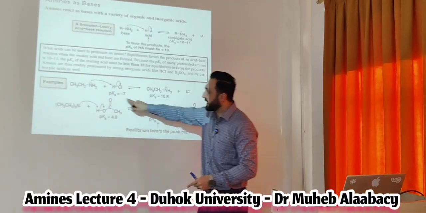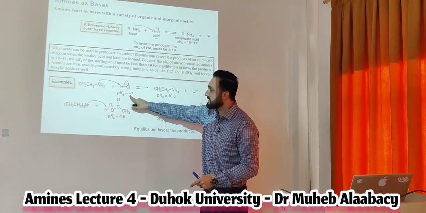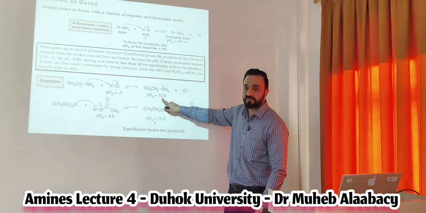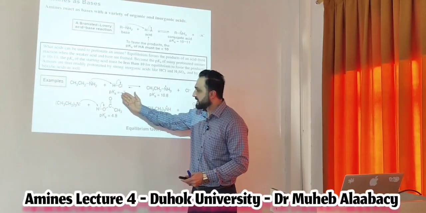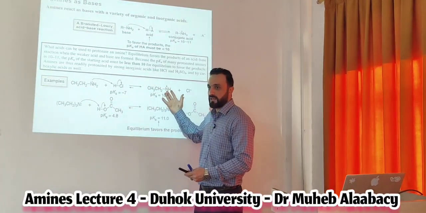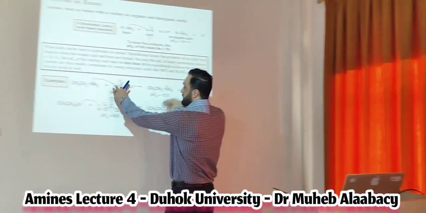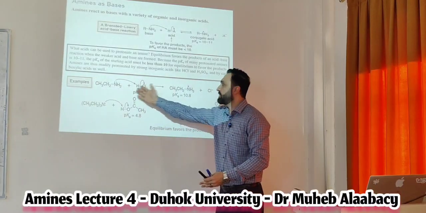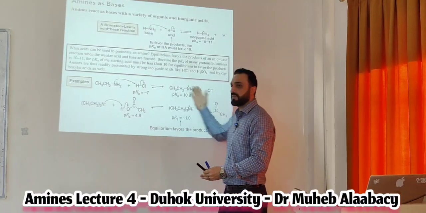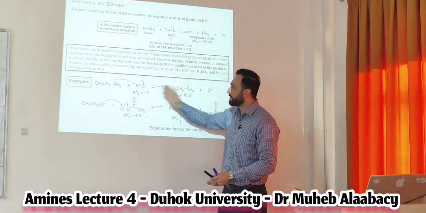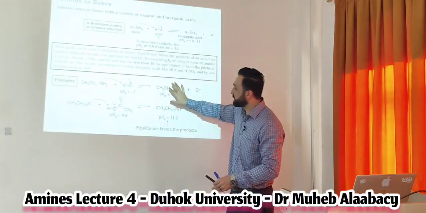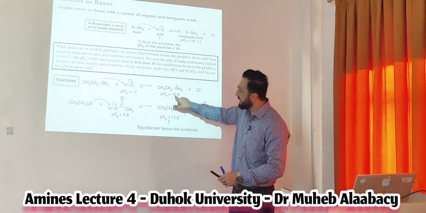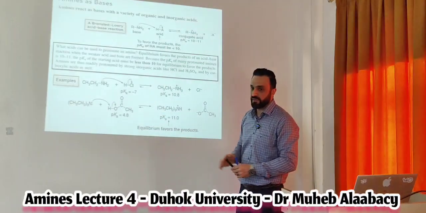So look at the pKa here. What is the pKa here? -7. And the pKa here? 10. That means which one is more stable, the 10 or -7? Which one is favored in the reaction? If you have this reaction as an equilibrium, the reaction will go from the left to the right, okay? From the left to the right. That means the equilibrium will favor the products, because we have a higher pKa value.